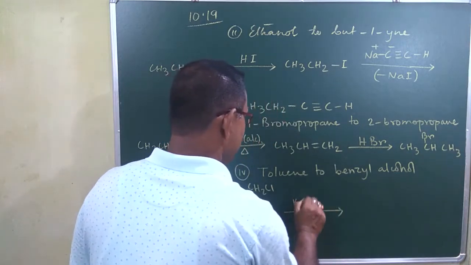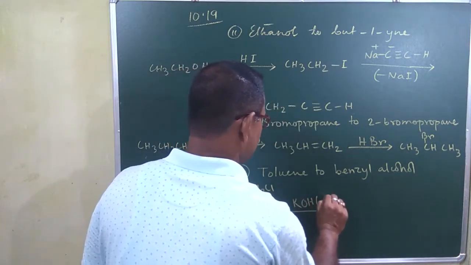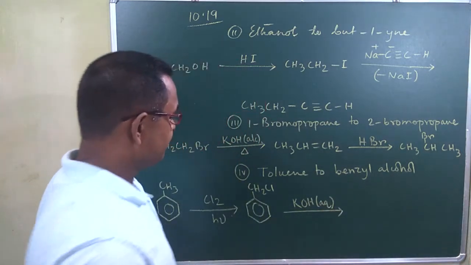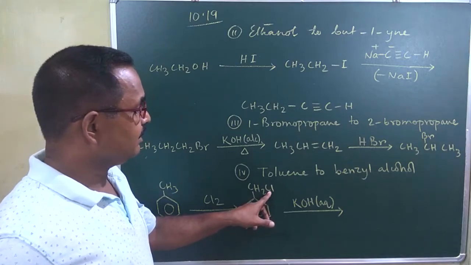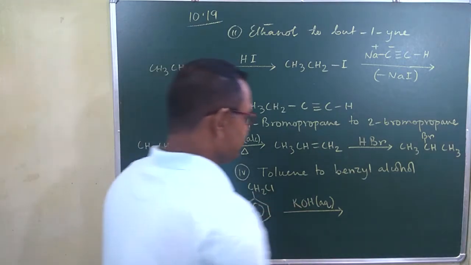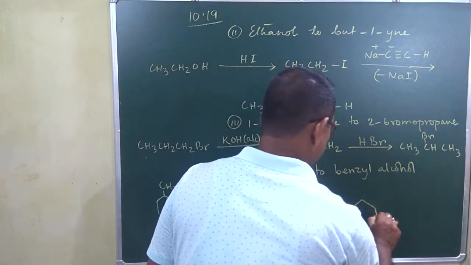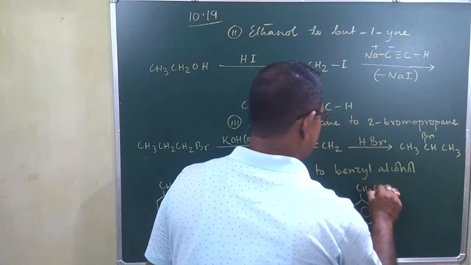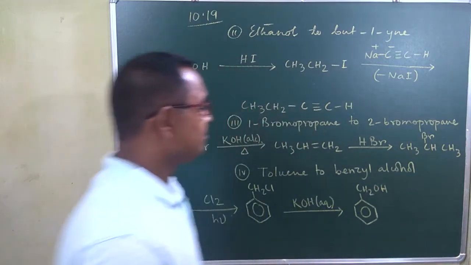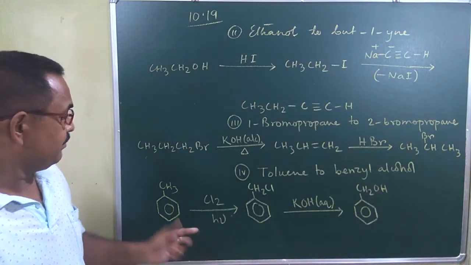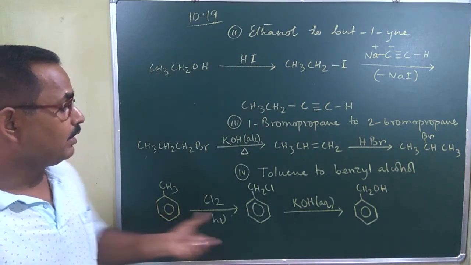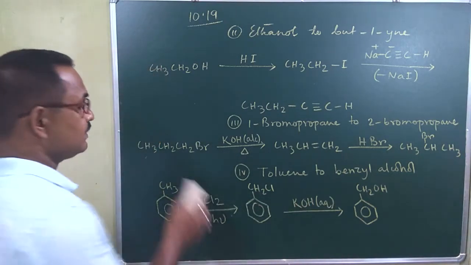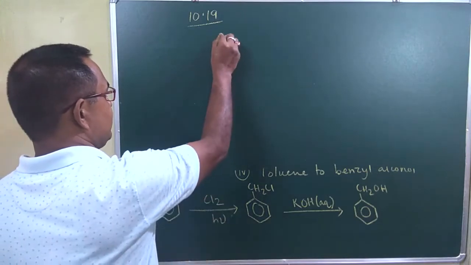Now carry out alkaline hydrolysis. Okay, this is a halogen. In alkaline hydrolysis, what will happen? That halogen will be replaced by hydroxyl group. So starting from toluene, we can prepare benzyl alcohol. Okay.